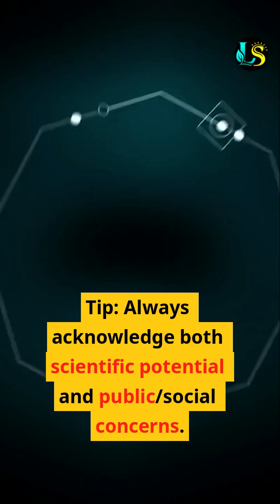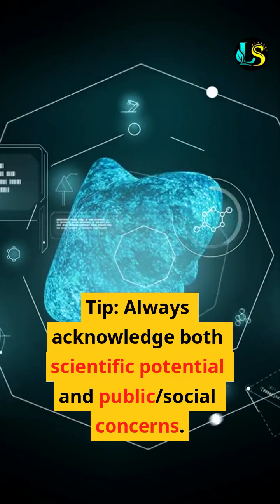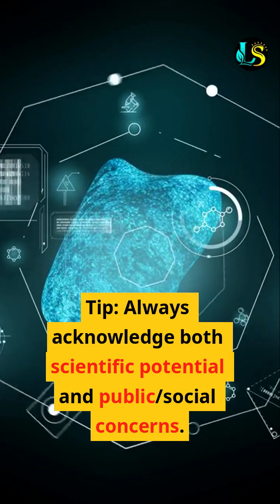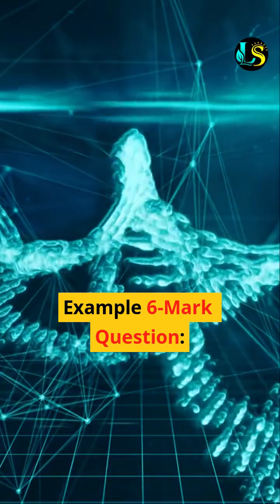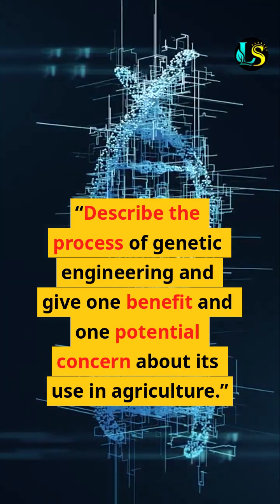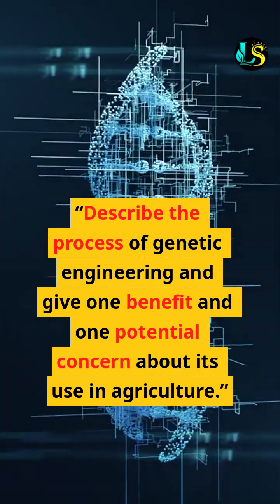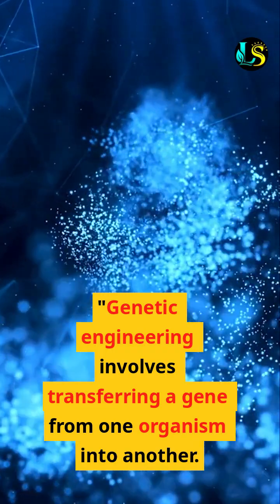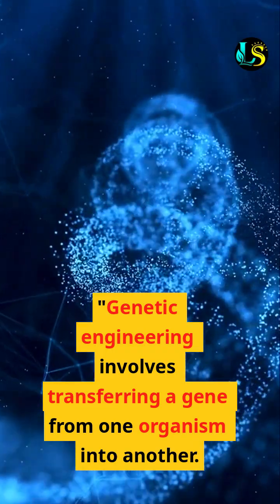Ethical discussion tip: always acknowledge both scientific potential and public and social concerns. Example 6 mark question: describe the process of genetic engineering and give one benefit and one potential concern about its use in agriculture. Model answer: genetic engineering involves transferring a gene from one organism into another.